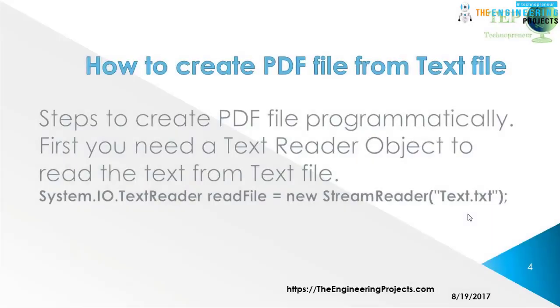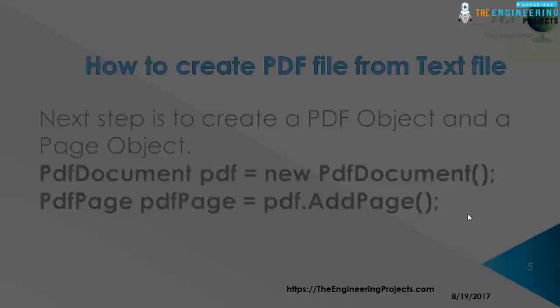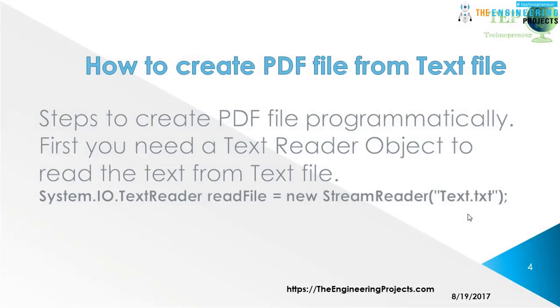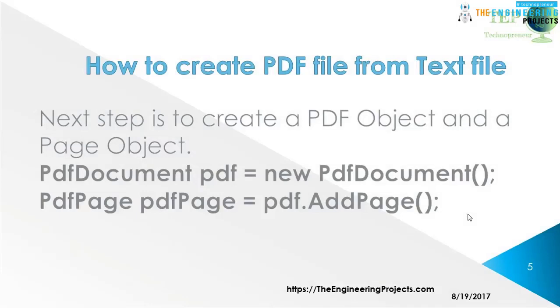Steps to create a PDF file programmatically. First, you need to add a TextReader object to read the text from the text file. System.IO.TextReader, the object as readFile is equal to new StreamReader, and the file name. You can put the proper file name along with its path, like D directory and then the temp folder and then text.txt. Next step is to create a PDF object and a page object.